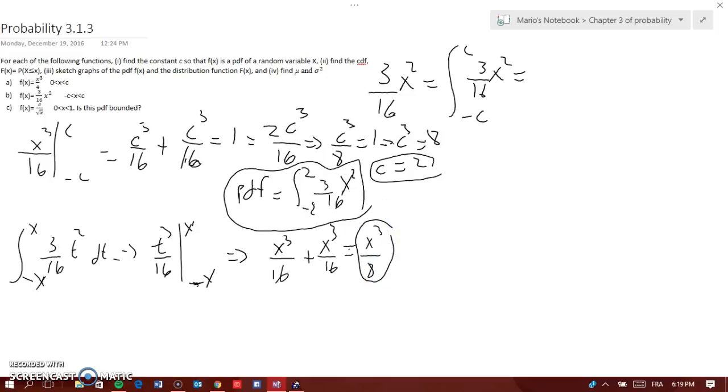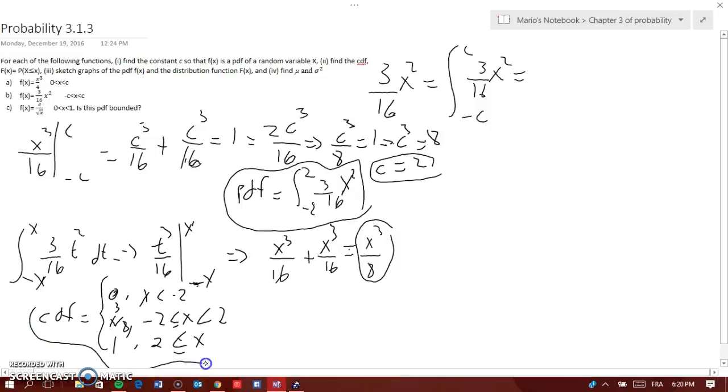Now, I'm going to write the CDF. How do you write the CDF? The CDF will be written as follows, always in 3 parts. First, it will be 0 when x is less than negative 2. And it will be x cubed over 8 when negative 2 is less than or equal to x less than 2. And it will be 1 when 2 is less than or equal to x. That's your CDF now.